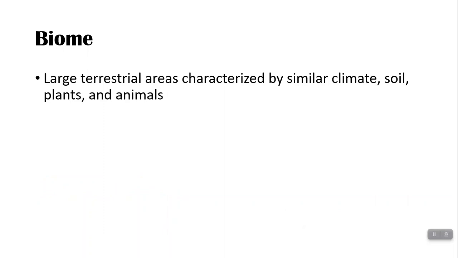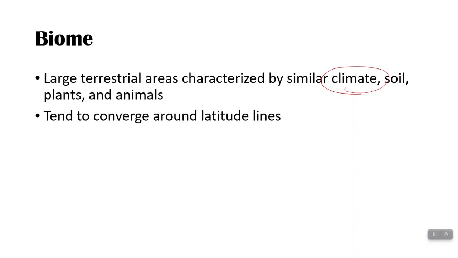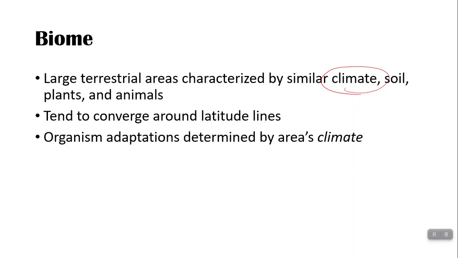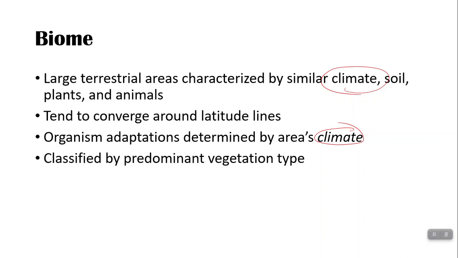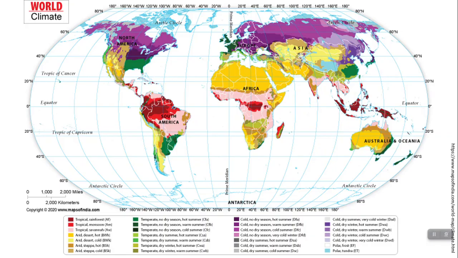So a biome is technically defined as a large terrestrial area that's characterized by similar climate, and this one is a big one, soil, plants, and animals. These tend to converge around lines of latitude, which I will show you on the next slide. And the organisms, or the plants and animals that live there, are almost entirely determined by the climate, because they have to be the types of organisms that are adapted to that climate and can survive in it. And a lot of times these are classified by their predominant vegetation type or predominant type of plant, such as forest, grassland, etc.